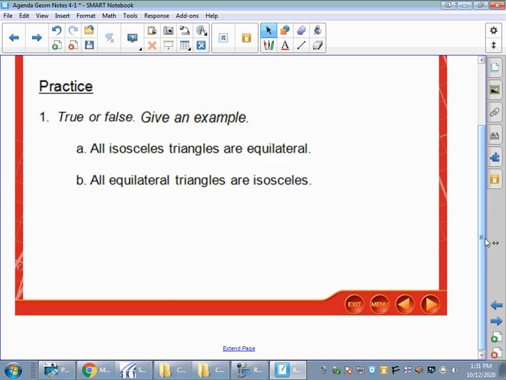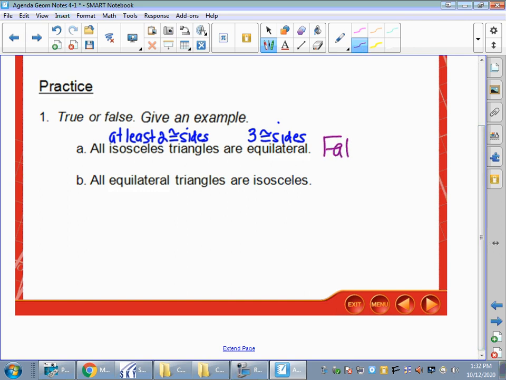So what's isosceles? At least two congruent sides. And equilateral is three congruent sides, right? So are all isosceles triangles equilateral? No, because it could just have two, so that's false.